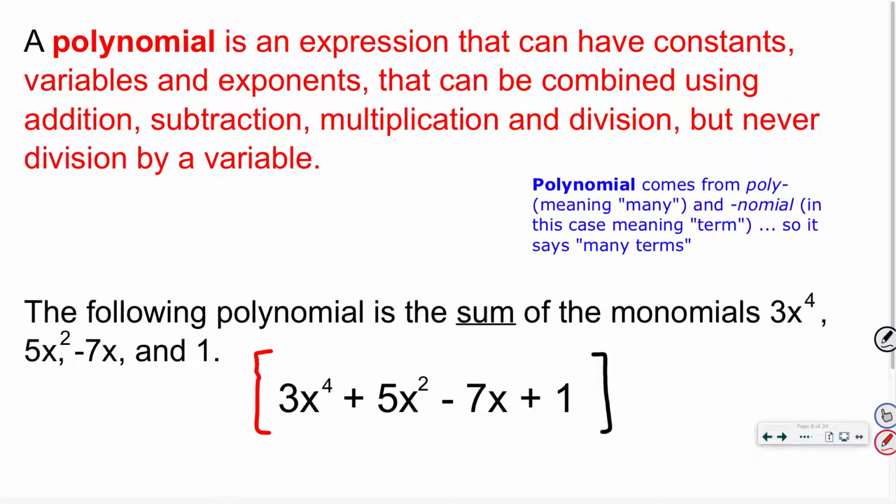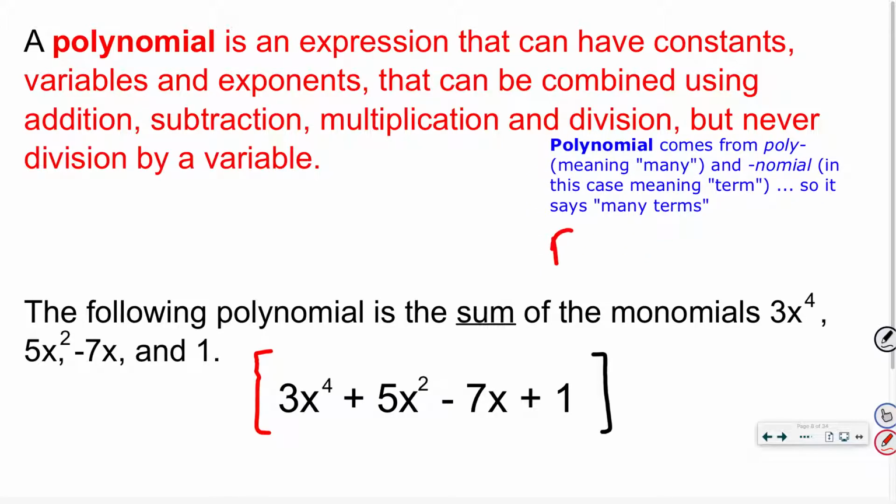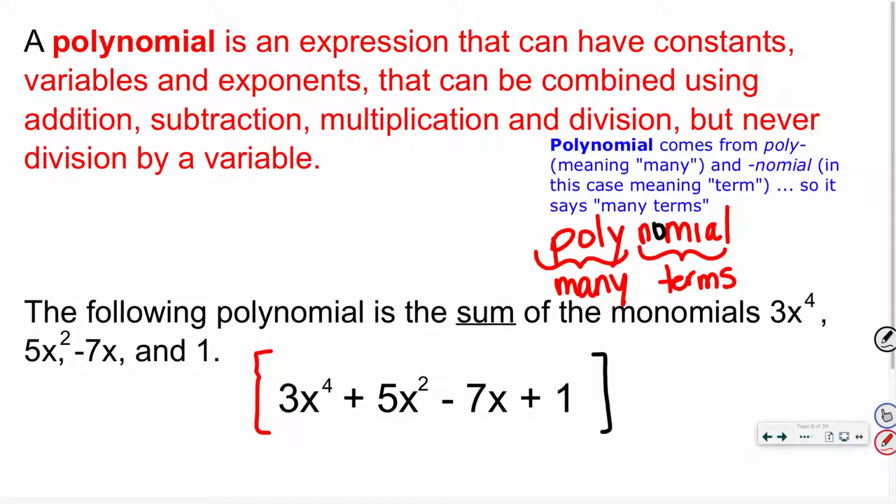And for those of you that know root words, poly means many, and nomial would be terms. So a polynomial just represents many terms, more than one. You've also worked with polynomials before. Think about 3x plus 7. Technically, that's more than one term.